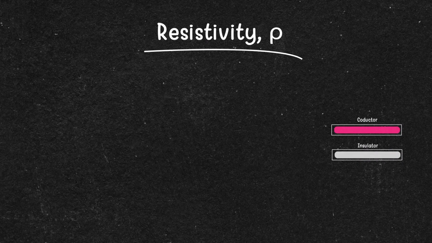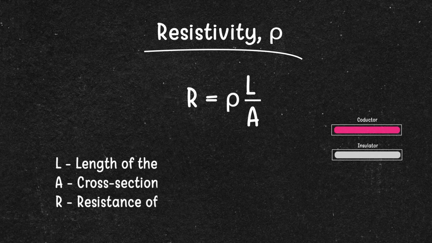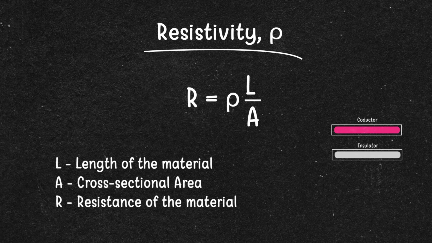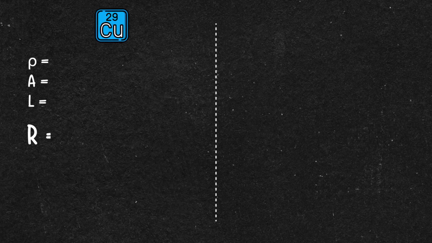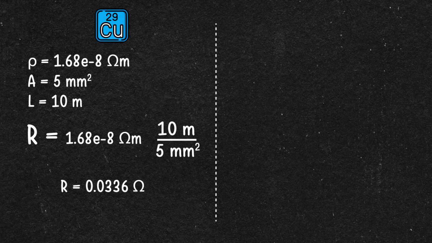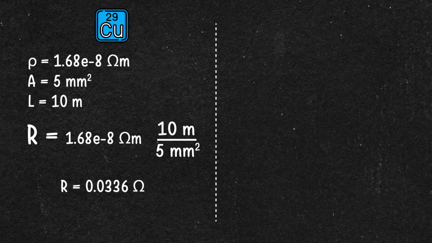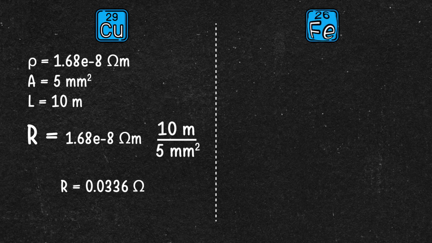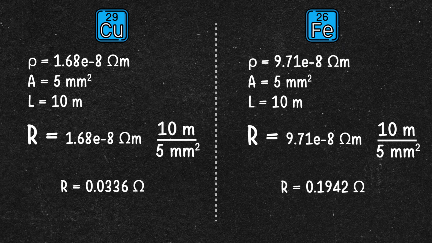This is realized in the expression R equals rho times L over A, where L is the length of the material, A is the area of the cross-section, and rho is its resistivity. For example, for the same length and cross-section of copper and iron, the resistance will vary. Copper has a resistivity of 1.6 times 10 to the power minus 8 ohm meter. Assuming a wire of cross-sectional area of 5 mm squared and length 10 meters, the resistance of the wire using the equation is given below. Similarly, for the same size of iron with a resistivity of 9.71 times 10 to the power minus 8, the resistance is also shown below, which is much higher as we expected.